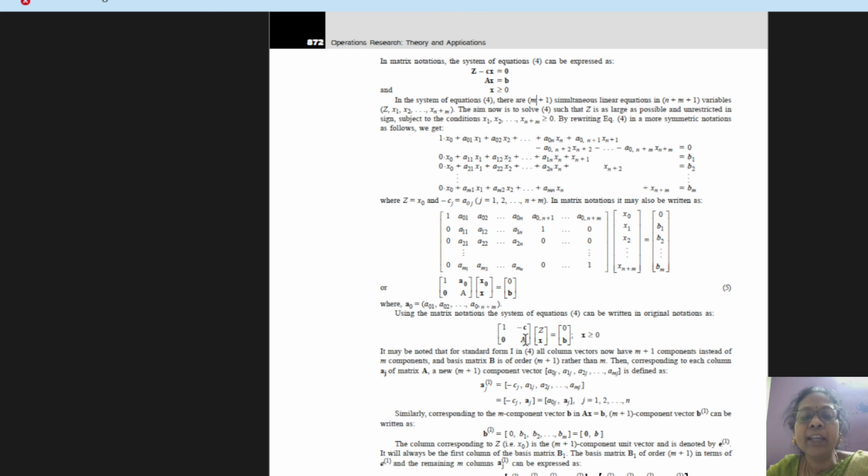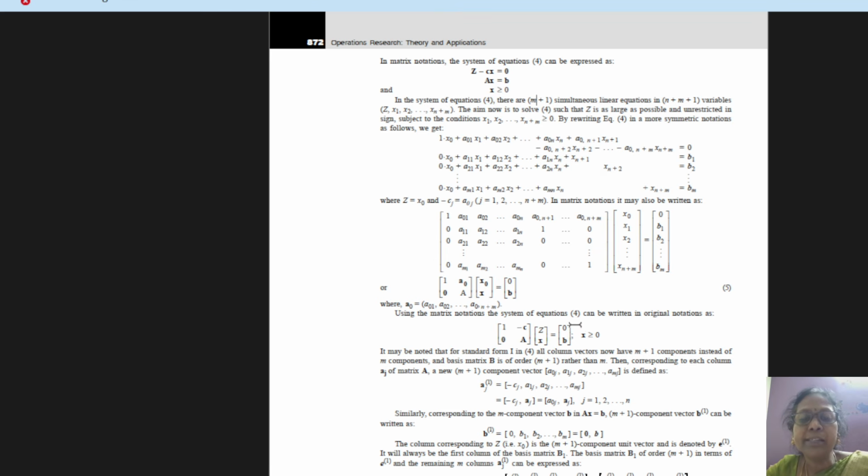So in a simplified form, if we rewrite this as a matrix, it is 1, minus c, 0, and capital A. Here 1 represents the unit vector, and minus c represents the cost in the objective function, which is in the first row. The remaining rows are nothing but, the first column should be the zero vector and the remaining are nothing but the coefficient matrix, which is represented as capital A. And for the vectors, the first row is for Z. So it is Z and the remaining variables are represented as X, which is equal to the solution matrix, that is 0 and B, right?